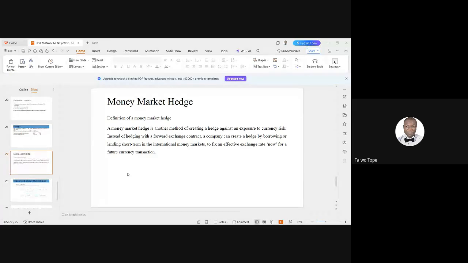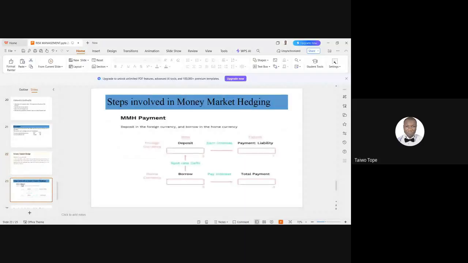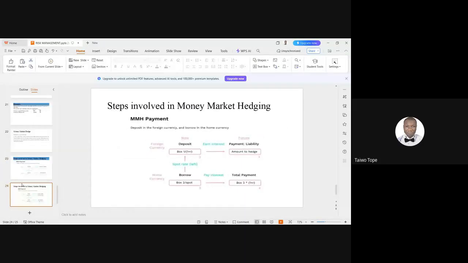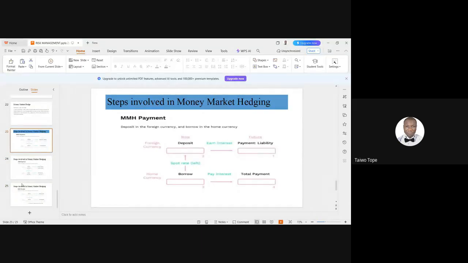You borrow. Let me just go straight to this chart. So the point is this: when you are given a question on money markets, these charts here can easily help you to solve questions on money markets.